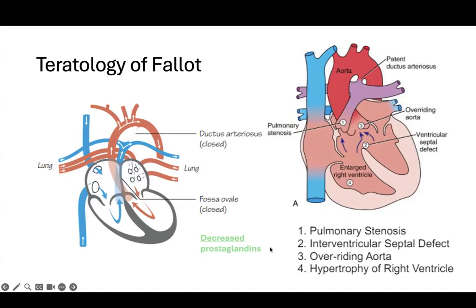One of the things you manage is you try and decrease the prostaglandin. So you give something called indomethacin to block it. Prostaglandin is what keeps these ducts open, so you try and decrease the level of prostaglandin in the fetal circulation in order to promote the closure of the ductus arteriosus.